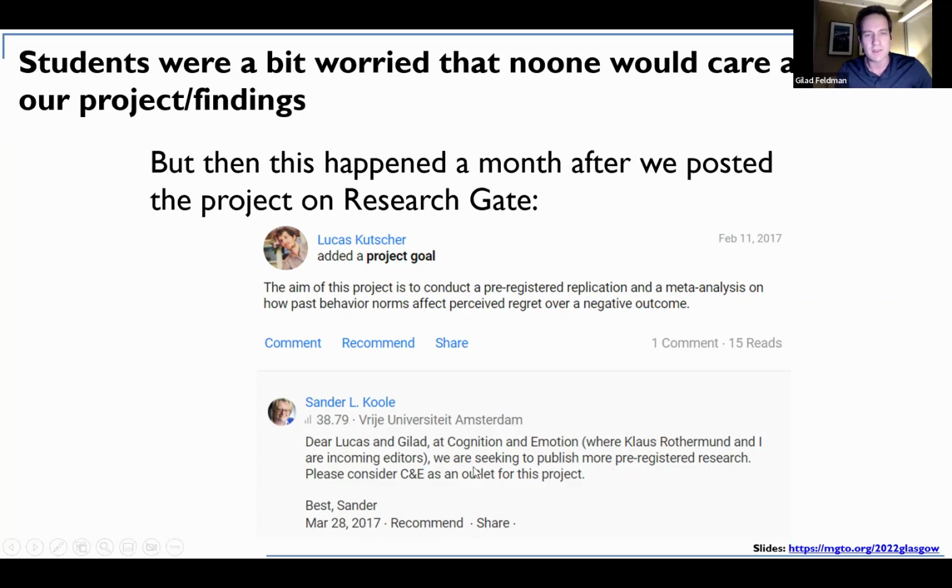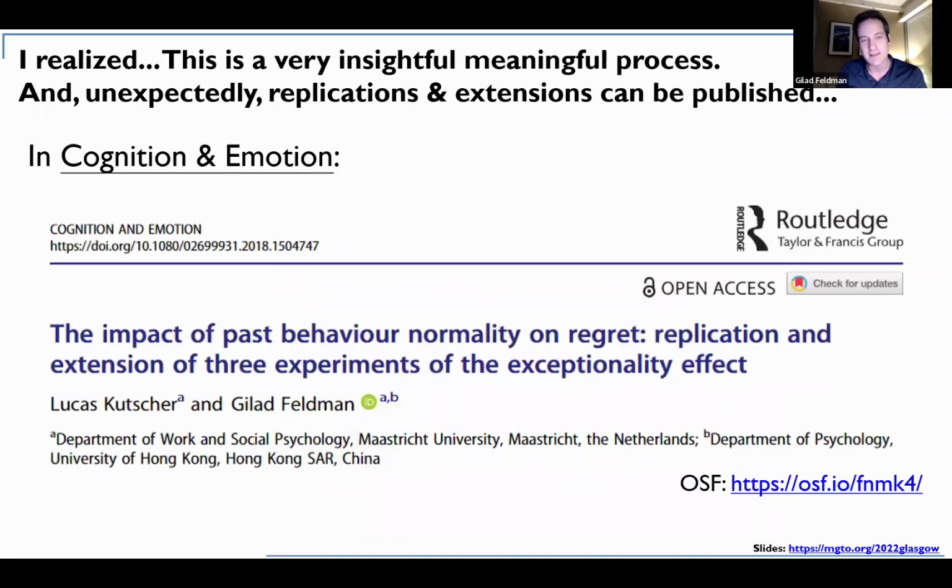About a month later, Sander Kuhl, who was the incoming editor of Cognition and Emotion, wrote this to Lucas, saying, you know, at Cognition and Emotion, where I am an incoming editor, we're seeking to publish more pre-registered research. And Lucas was very happy about this. You know, somebody actually cares about this. So we're going to have a publication. And I'm like, wait, there's a long way to go. We don't know how this is going to go, have the review process. I've never seen replications of this kind of easy target really published anywhere, so I didn't know. But Lucas made this happen.